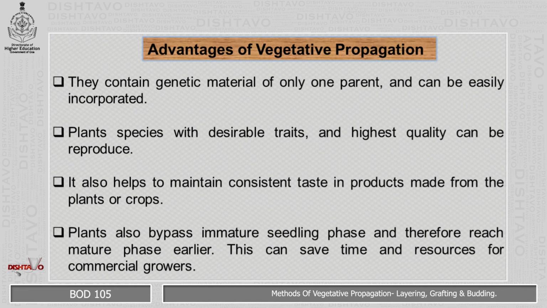Now, what are the advantages of vegetative propagation? The plants contain genetic material of only one plant and can be easily incorporated. Plant species with desirable traits and the highest quality can be reproduced. It also helps to maintain consistent taste in the products made from the plants or the crop. Besides, plants also bypass the immature seedling phase and therefore reach maturity faster. This can save time and resources for the commercial grower.